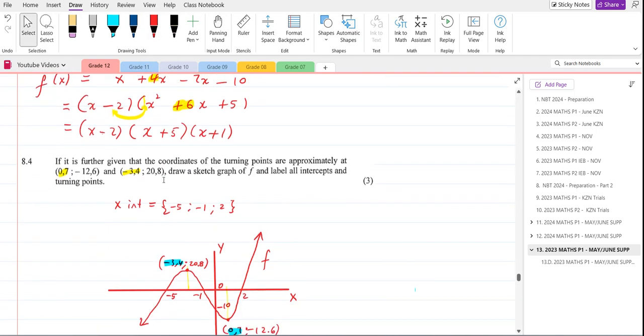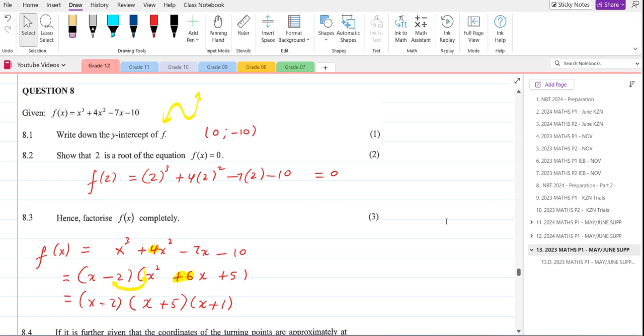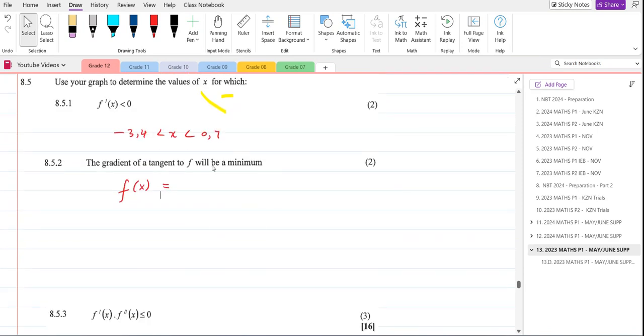What was the f of x function? Let me just copy and paste it here. Alright, so the f of x function was this. We want f double prime x. Remember, we're minimizing the gradient. Minimum gradient means f double prime x equal to 0. So we're kind of looking for the inflection point value. We want the values of x for which there is minimum gradient, right?